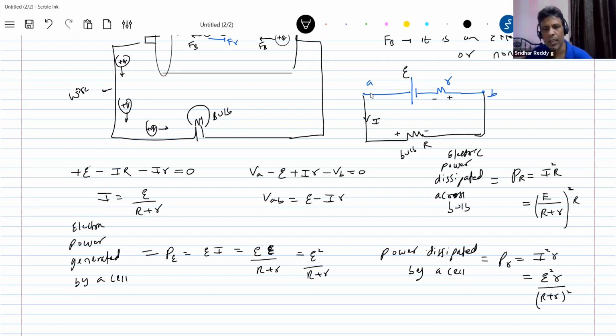Check it now. Is all the power generated by the cell given to the bulb? The answer is no. Definitely the answer is no. What happened? Of the power generated by the cell, a part is given to the bulb, and a part is taken by the internal resistance. This is lost as heat. This is an unwanted loss.